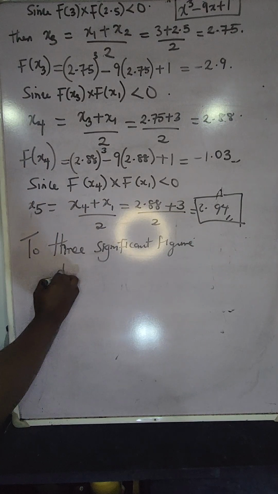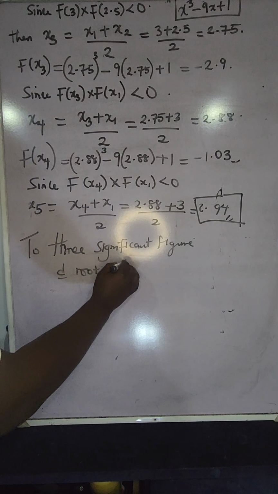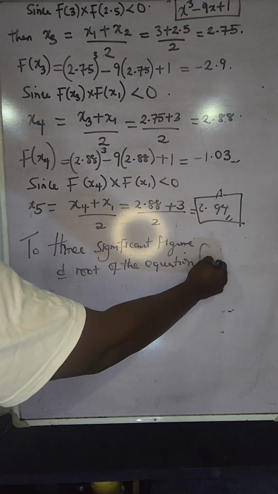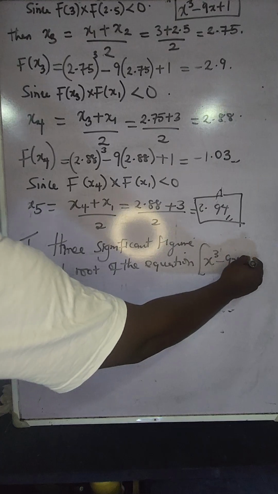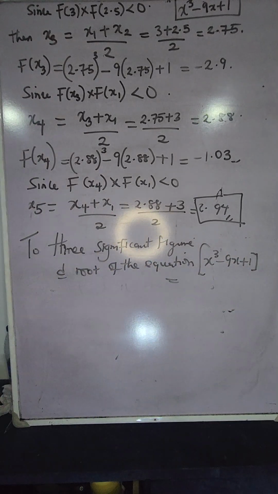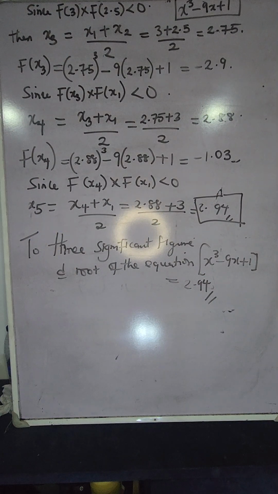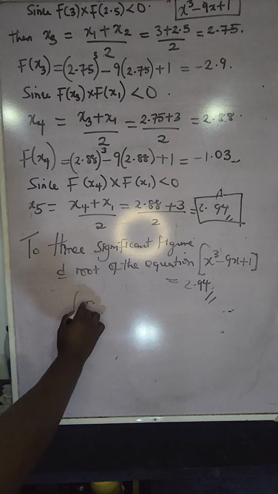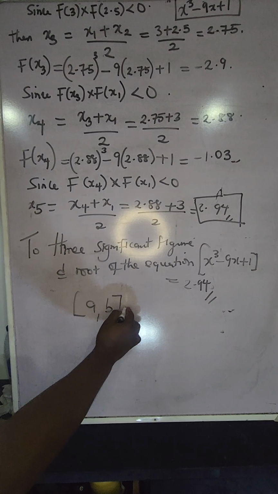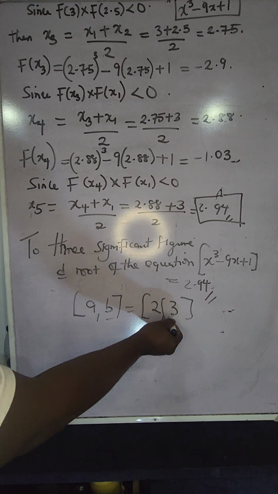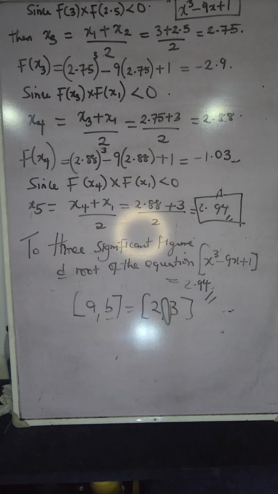You see that the root of the equation x raised to power 3 minus 9x plus 1 is, this equal to means the root of this equation is 2.94. Did you see that? 2.94. And it's correct, since they say it must lie between the interval of a and b. And what was the interval at first? The interval was 2 and 3. Can you see that you can find 2.94 in this region? 2.94 will exist between 2 and 3.